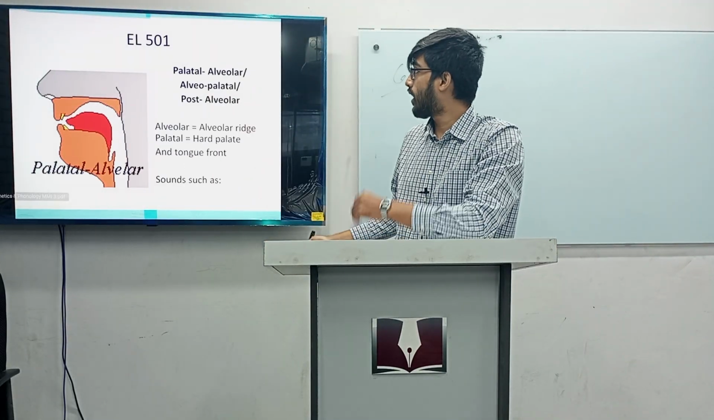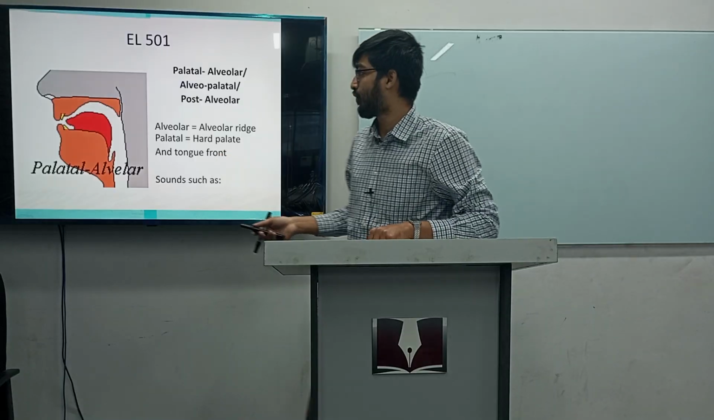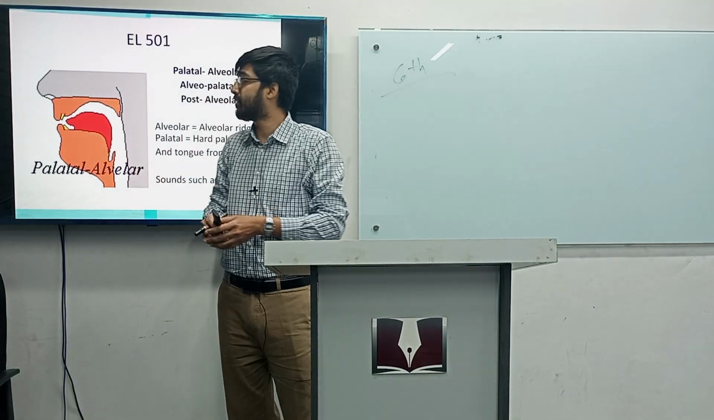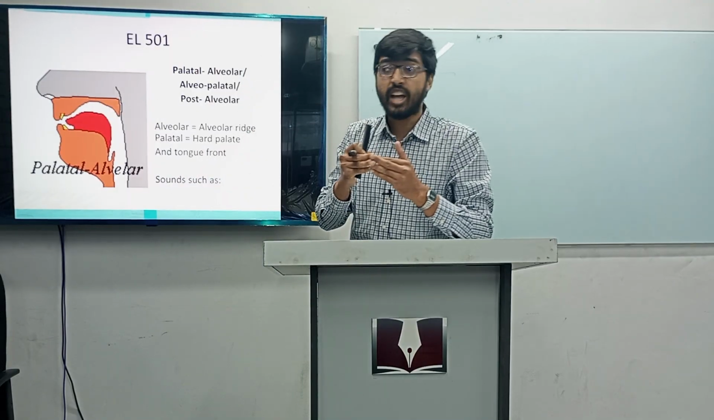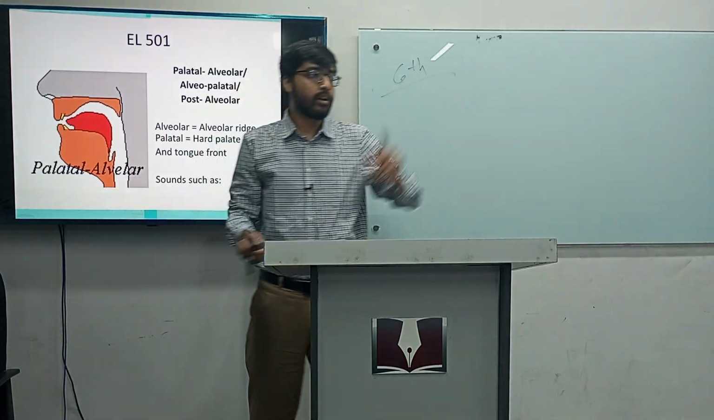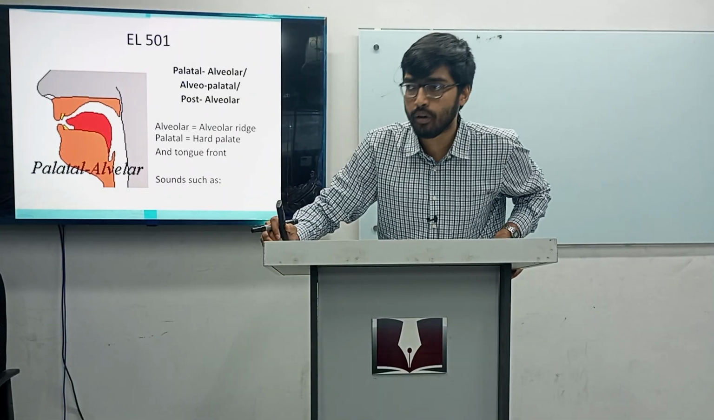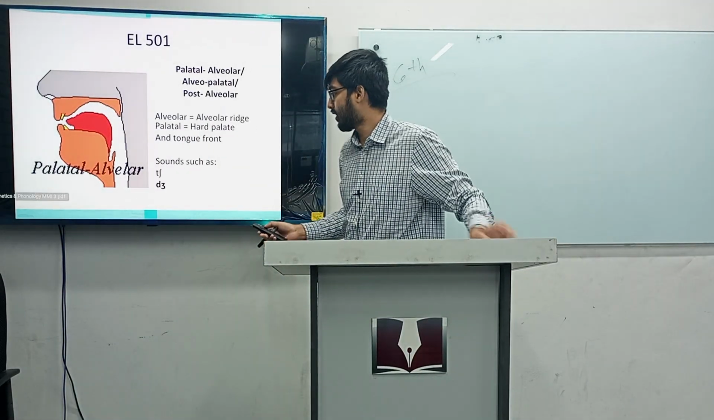Okay, so post-alveolar: alveolar ridge and hard palate and tongue front. It's not basically the tongue tip. See this diagram. This is not basically attaching to one another. Rather, it is creating a small, hollow place. How many sounds are there? 4.